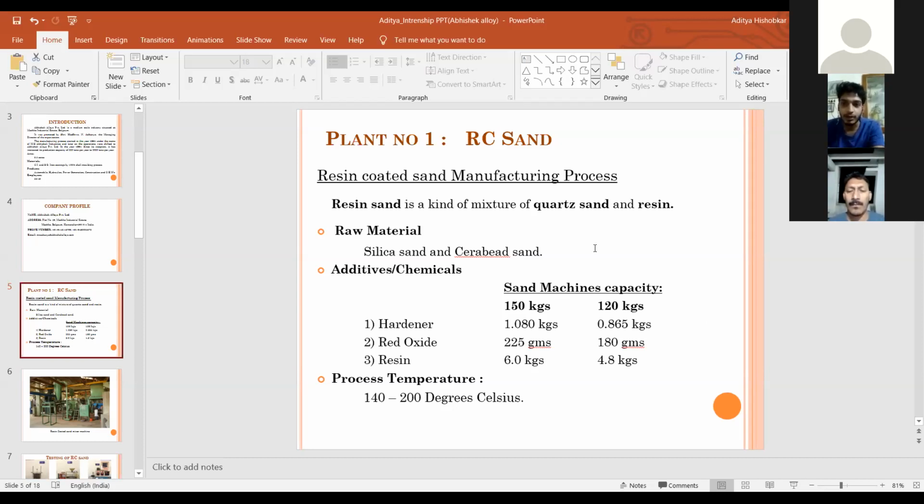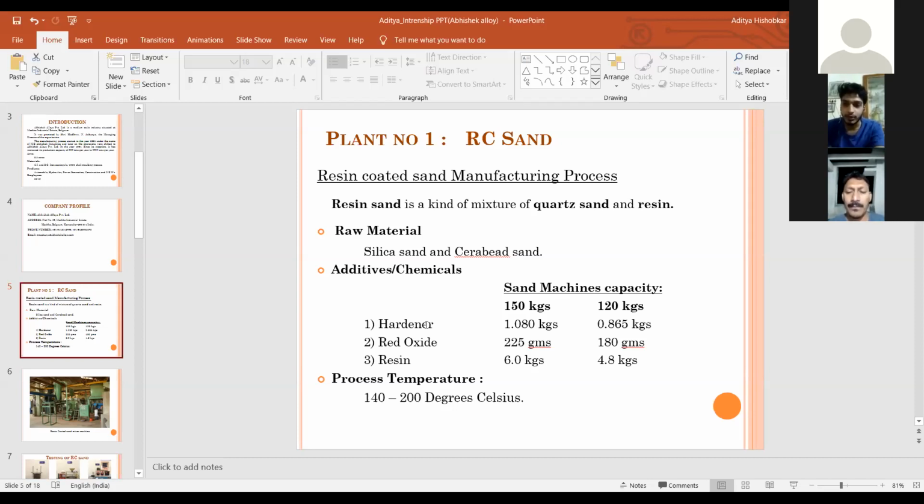The raw materials used here are silica sand and carbide sand. The raw sand is mixed with the hardener, red oxide, and resin as shown here. There were two machines, of which the first had a capacity of 150 kg and the second of 120 kg. The solutions mixed according to the capacity are shown here. The process temperature used here was 140 to 200 degrees Celsius.